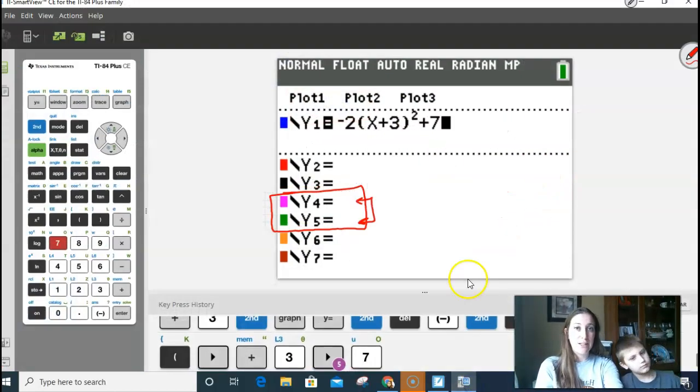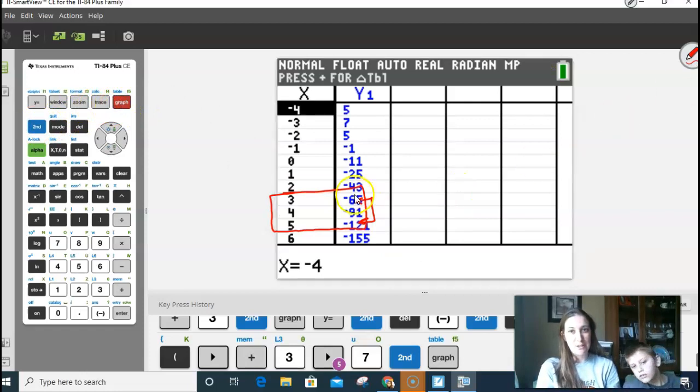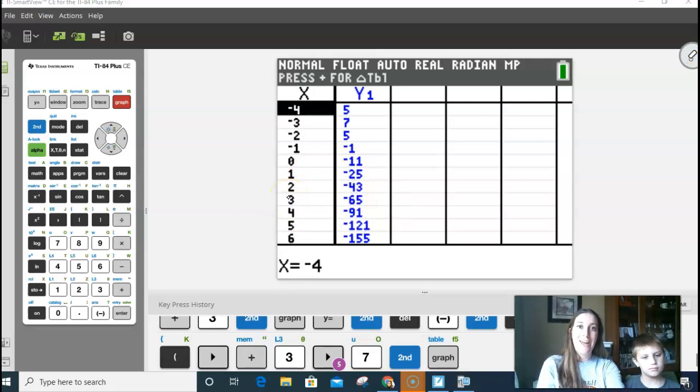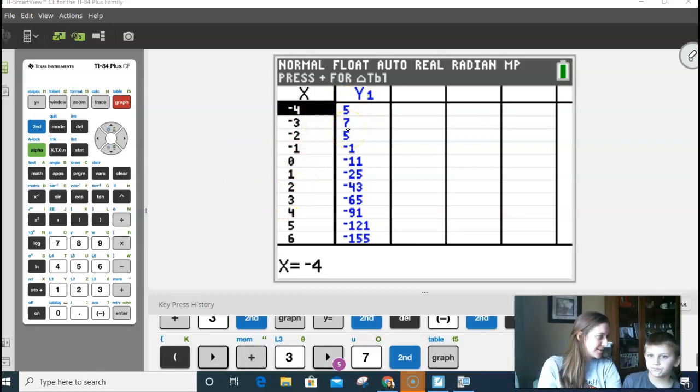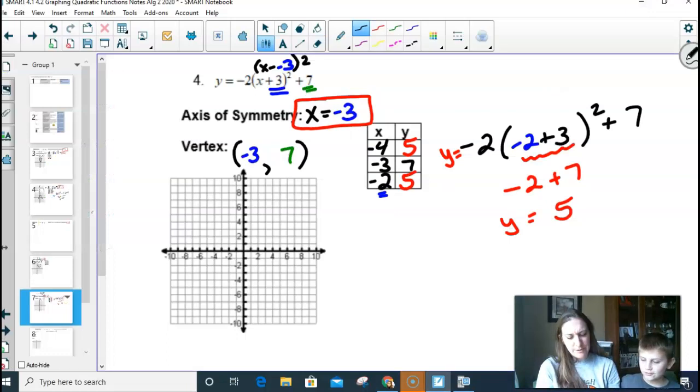Now, since I do have a calculator, let's go to our table and see if that worked out. So it was at negative 3, 7. Oh, looky there, we got the symmetry of the 5s. All right, negative 4, 5. And then negative 3, 7. And negative 2, 5.